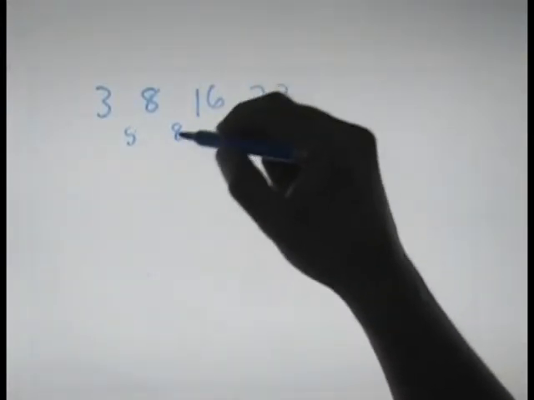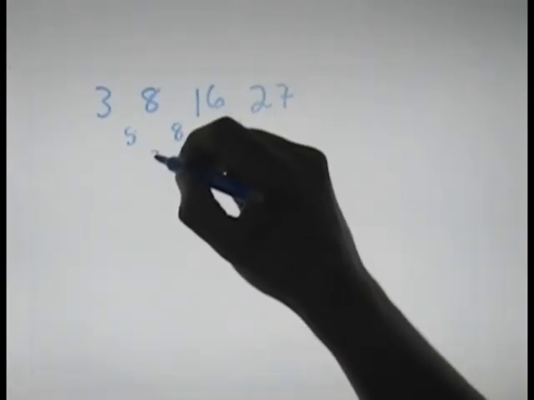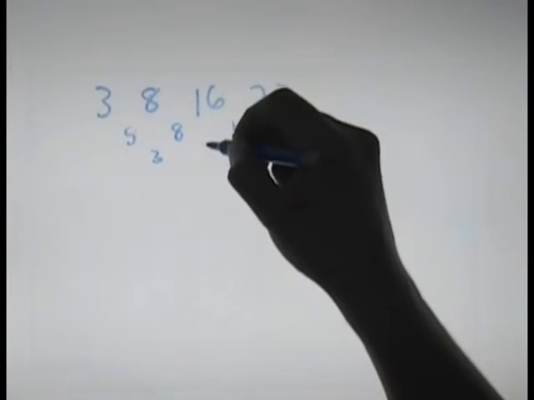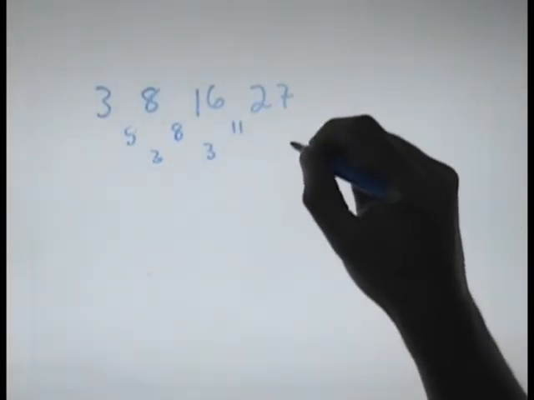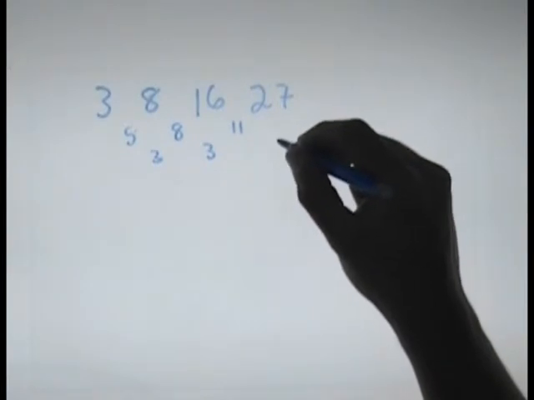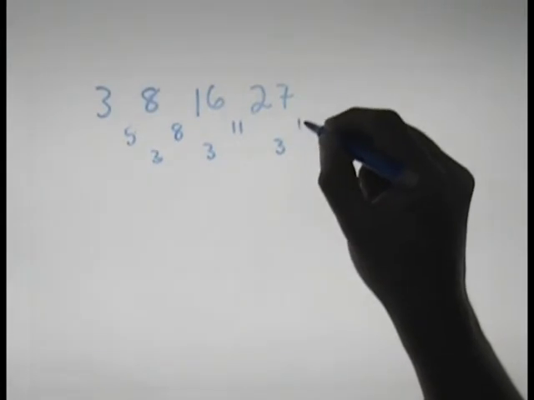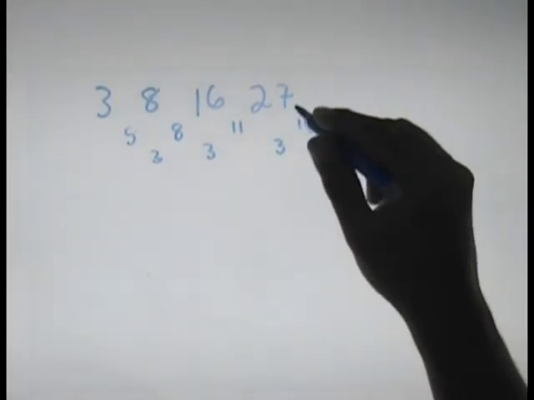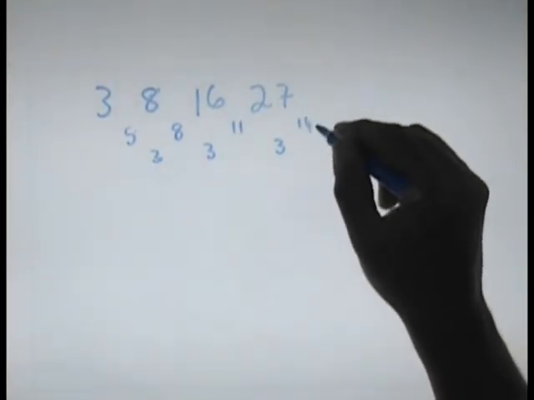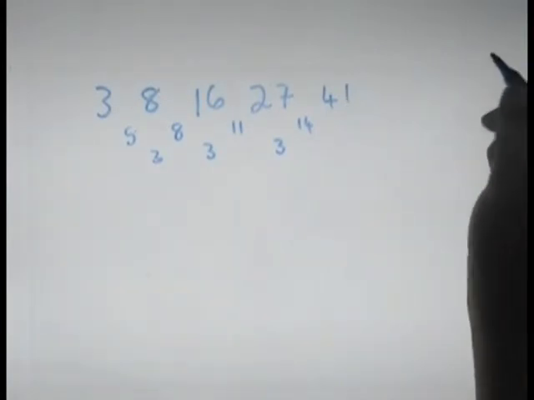But look at this here. 5 to 8, the difference is 3. 8 to 11, the difference is 3. That means that the next difference, if I go with the next difference of 3, 11 plus 3 is 14. That means that the next term in this series is going to be 27 plus 14, which is equal to 41.